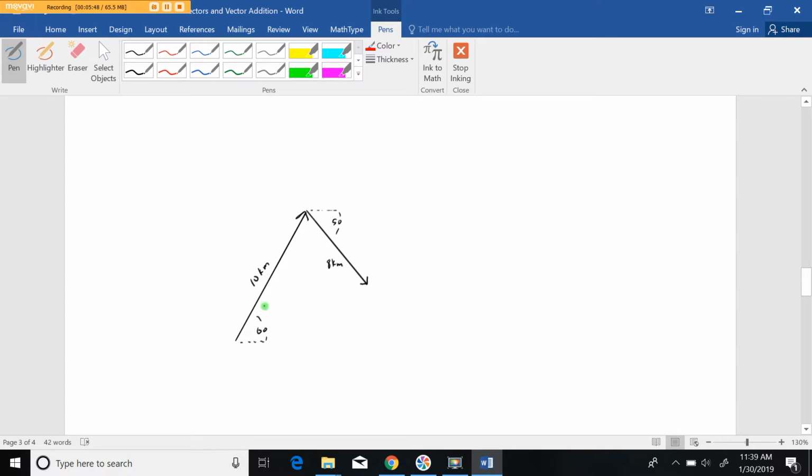All right, so for this 10 kilometers at 60 degrees, I could draw its x component right, y component up. I could also go ahead and draw its y component up and then x component right. It doesn't matter. I'm going to go ahead and do this. All right, there's its y component. Let's call this vector A, and then we'll call this one AY. And then there's the x component for vector A.